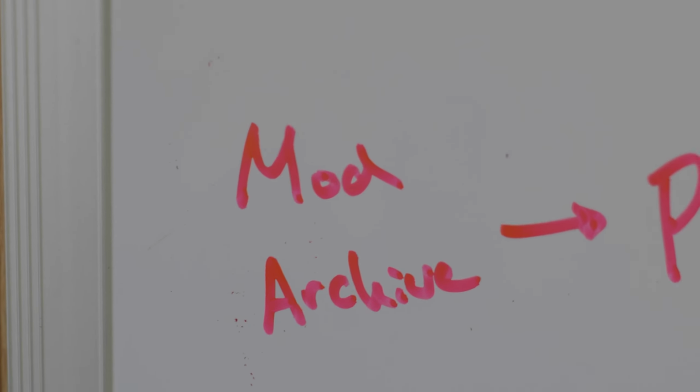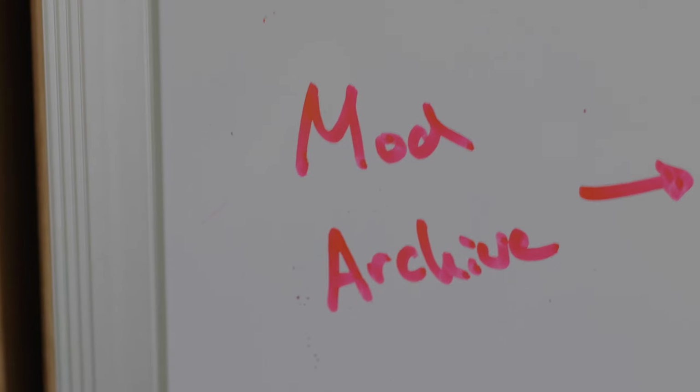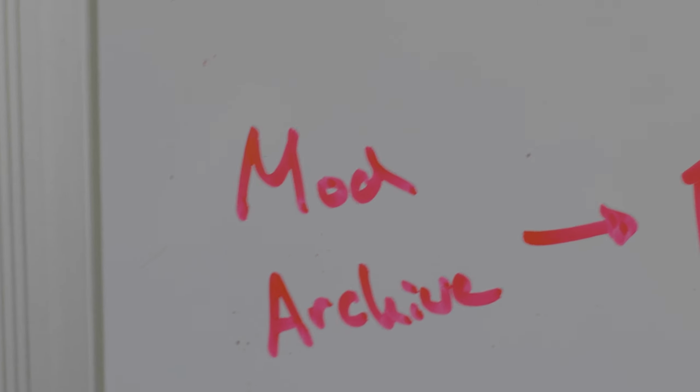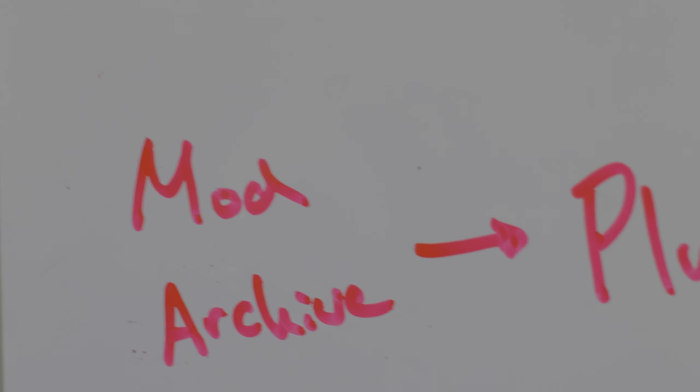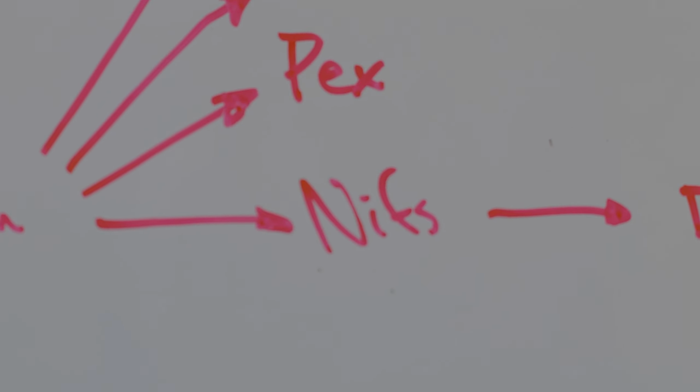Alright, so let me explain to you exactly why this is such a problem. So here we are at the mod archive. After you download this, you put this into Mod Organizer 2 and you install it. And then what you get is this series of files over here. You get quite a few. You get the plugin, you get other things like NIFs.